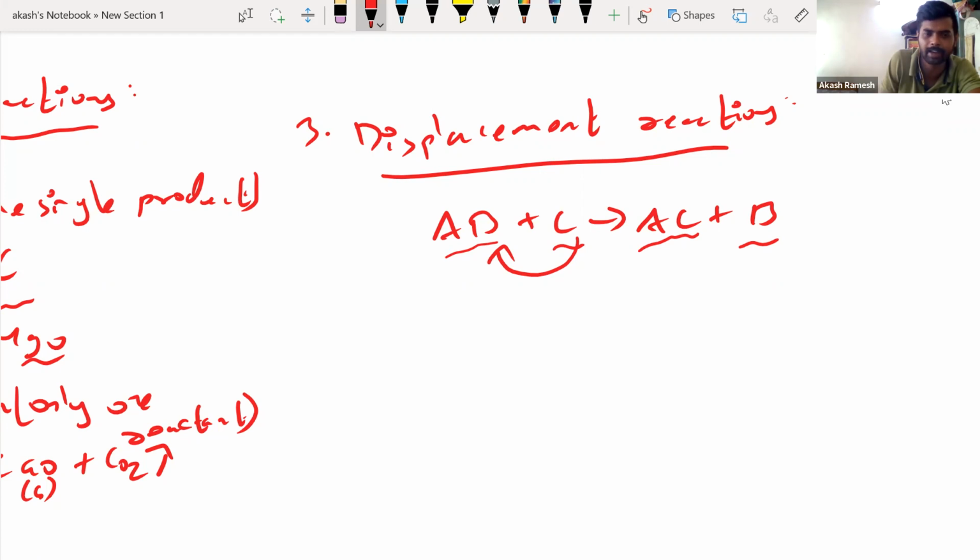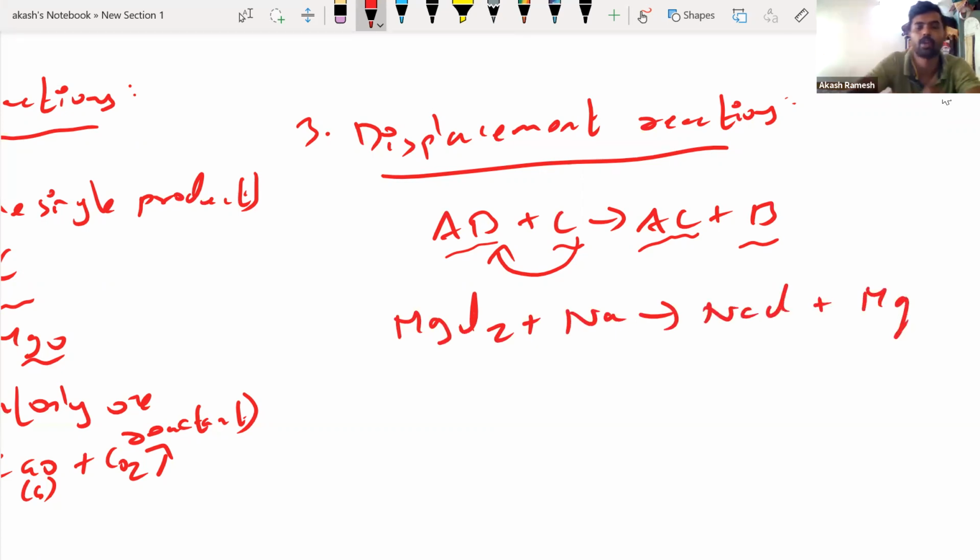Say for example, if I have MgCl2 and I react with sodium, I am going to get NaCl and Mg is going to get released. Mg is coming out, that is magnesium metal is going to come out. Now you see chloride ion was with magnesium, but in the product side, the sodium ion has the chloride ion and magnesium is going to come out as metal.